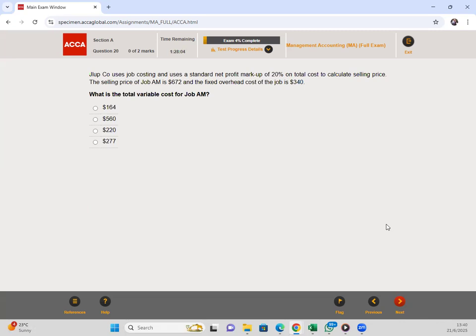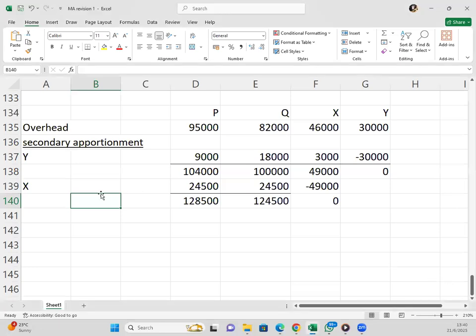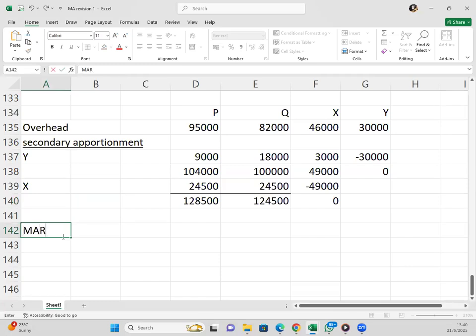markup and selling price. By the way, markup and selling price don't work together. Even from our FA, I told you this, markup goes with cost, because the markup is the profit in the cost. But margin is the profit in the selling price.